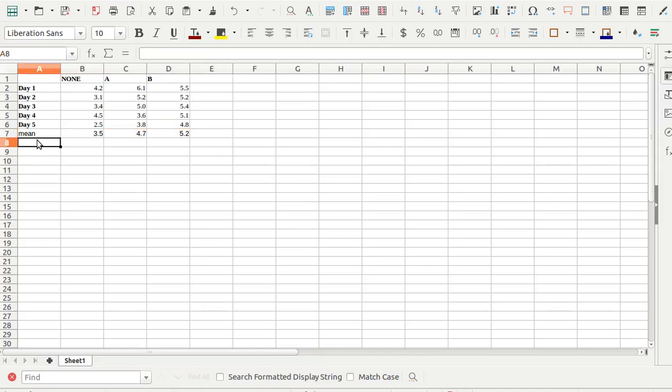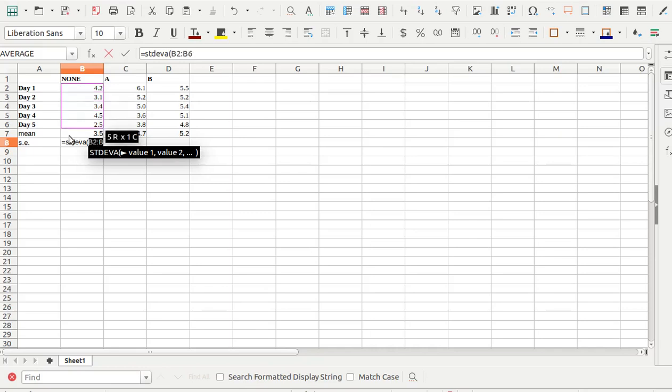Now I'm going to calculate the standard error, and remember what the standard error is. It's the standard deviation divided by the square root of the number of the items in the column. So it's going to be standard deviation divided by root 5. Let's do that. STDEVA, that's the function I'm going to use in my spreadsheet. I'm going to highlight that, being careful not to highlight my mean as well. I'm going to close that bracket, then I'm going to go divided by SQRT, open bracket, 5.